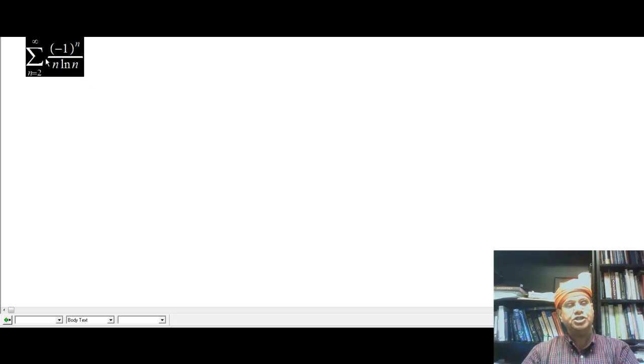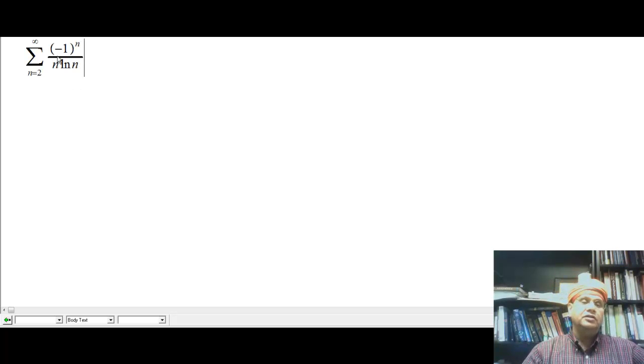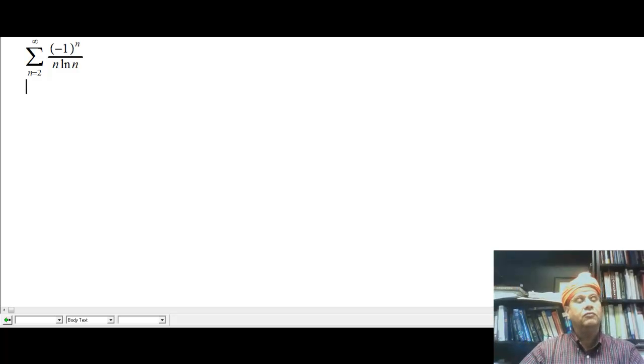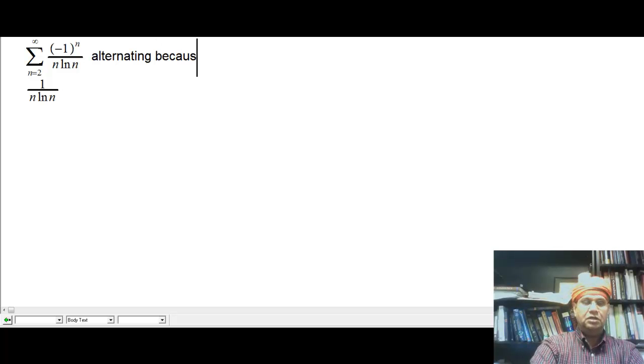So you would like to check whether this is convergent or not, and if it is convergent, whether it's conditionally convergent or absolutely convergent, right? Making sense? Okay. So now what's the first thing? Let's look at the absolute value of the terms. And first of all, we note that this series is alternating because the signs of the terms alternate, right?